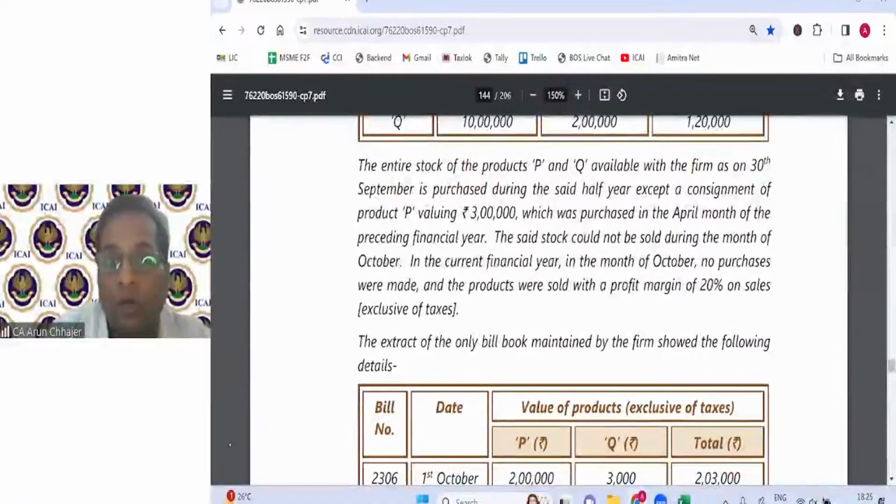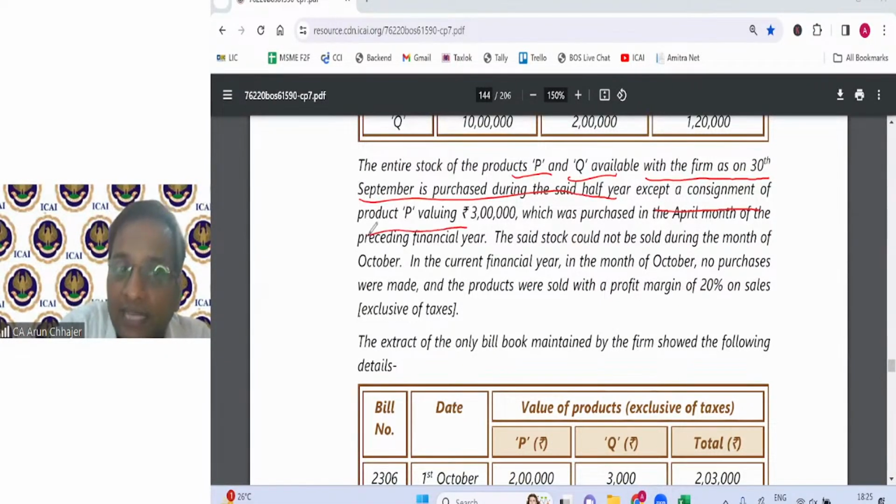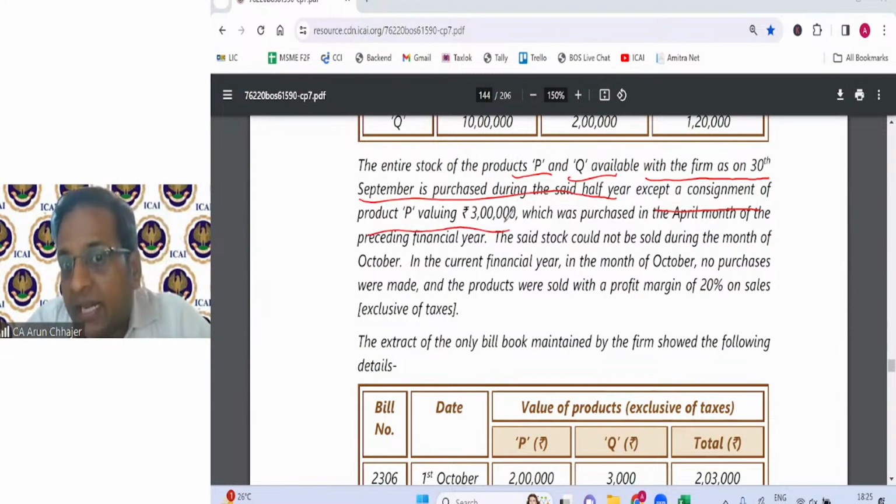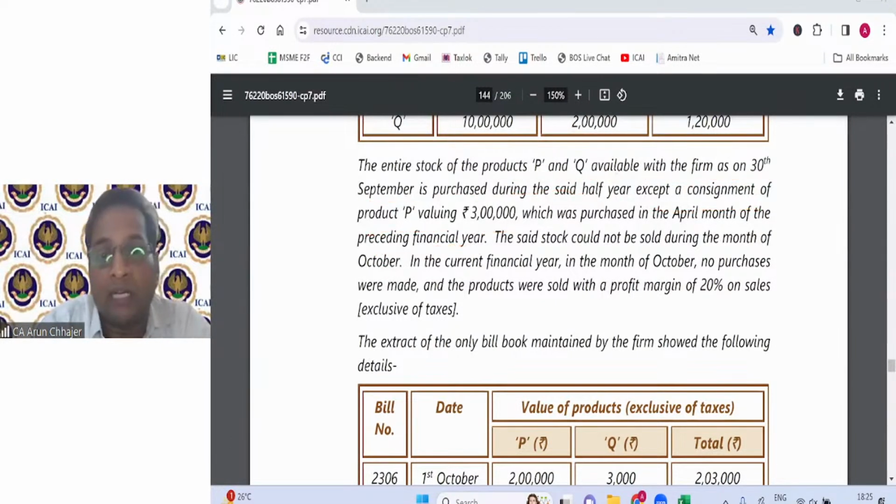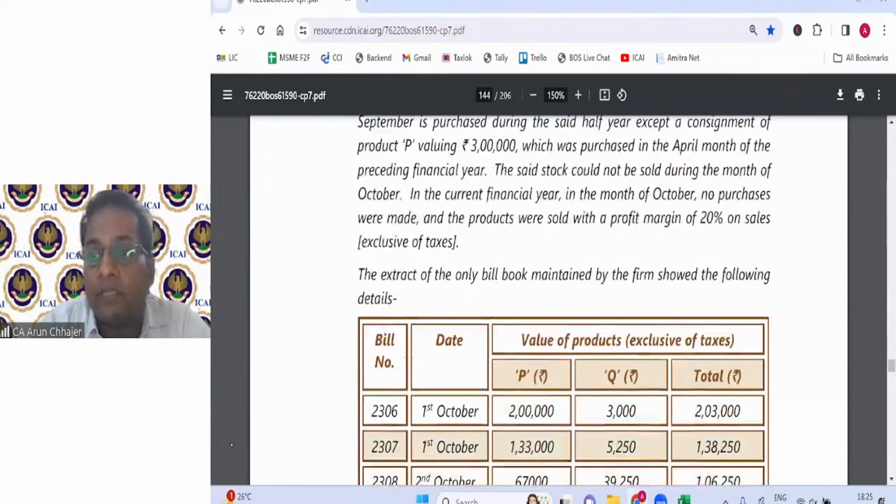The entire stock of product P and Q available with the firm as on 30th September is purchased during the said half year, except the consignment of the product P valuing rupees 3 lakh, which was purchased in the April of the preceding financial year. इसमें स्टॉक है उसमें 3 लाख का स्टॉक इन द मंथ ऑफ अप्रैल परचेज हुआ है. The said stock could not be sold during the month of October.